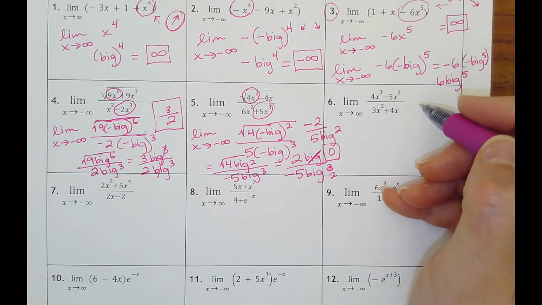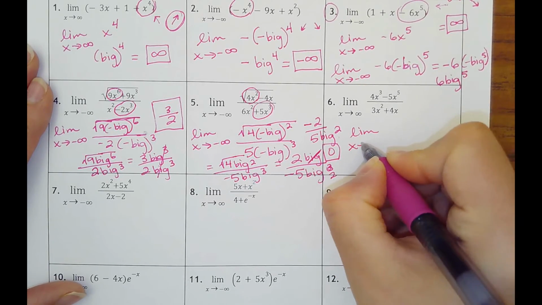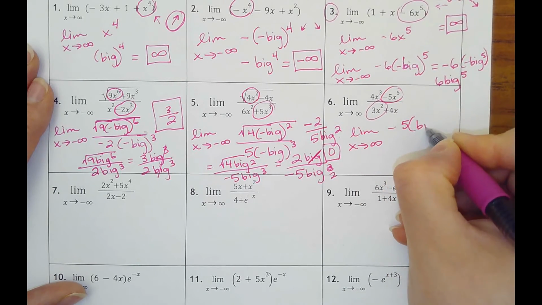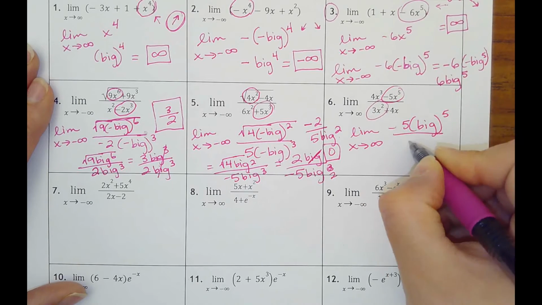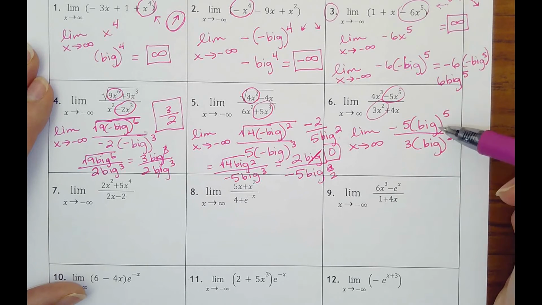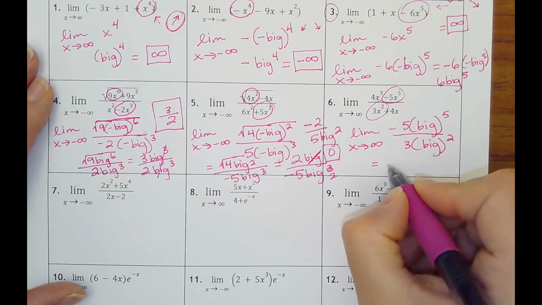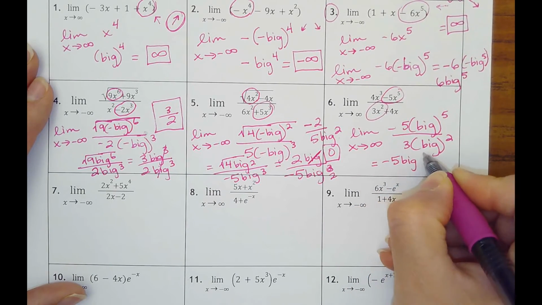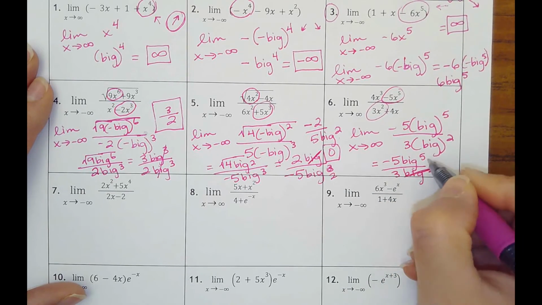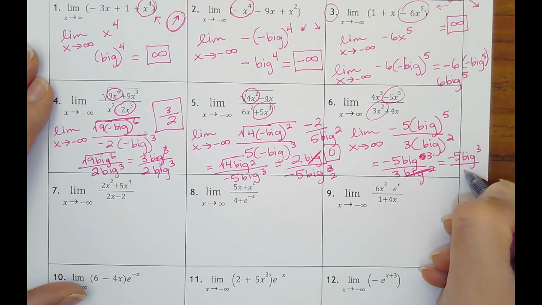Okay, and then we get to just regular old rational functions. Pick the highest term on top and bottom. And then I'm going to plug in big. And nothing's negative, so that doesn't affect anything with the exponents. This is negative 5 big to the 5th over 3 big squared. Take out big squared from the top and the bottom, and I get negative 5 big cubed over 3.